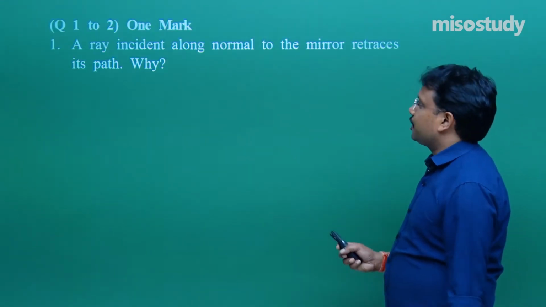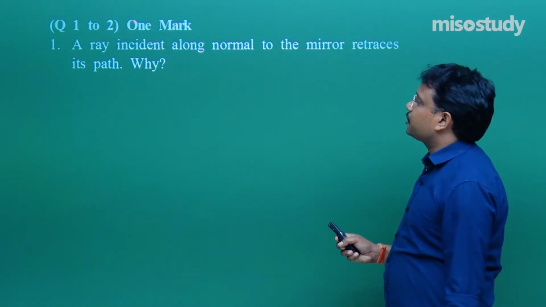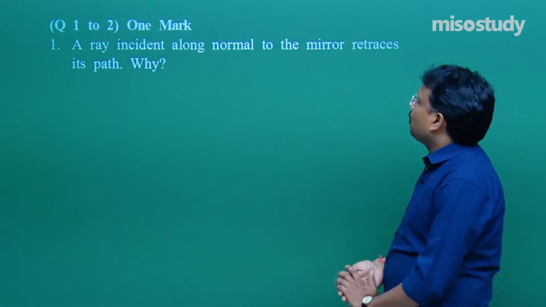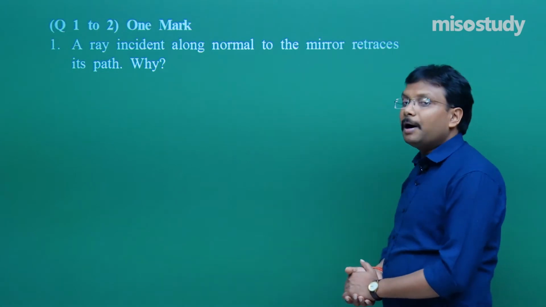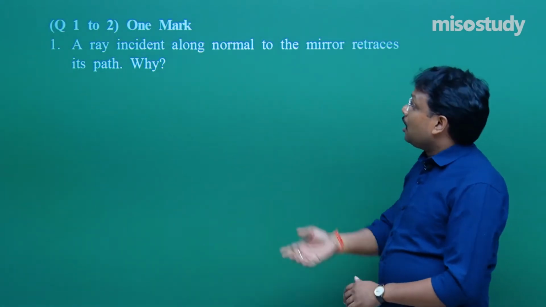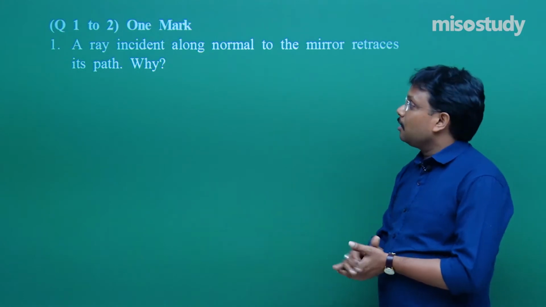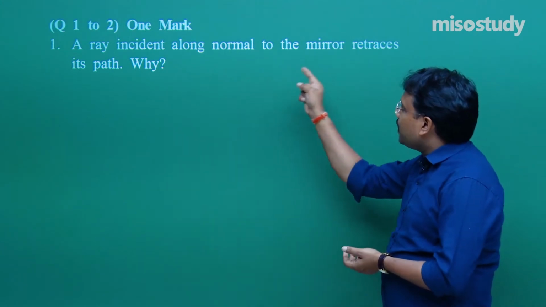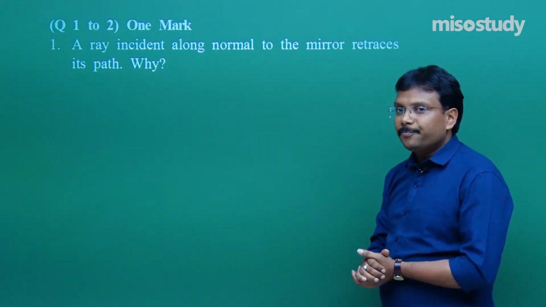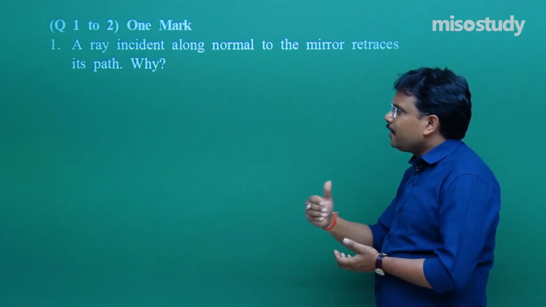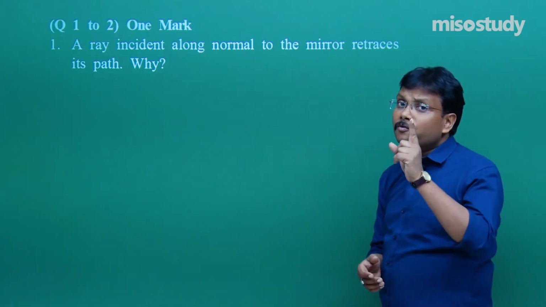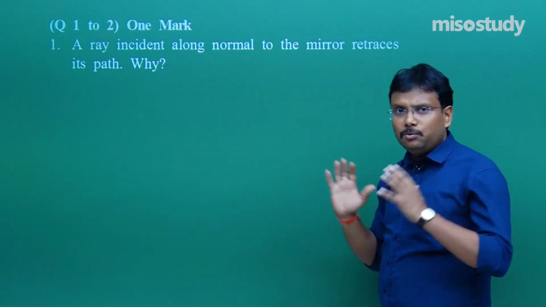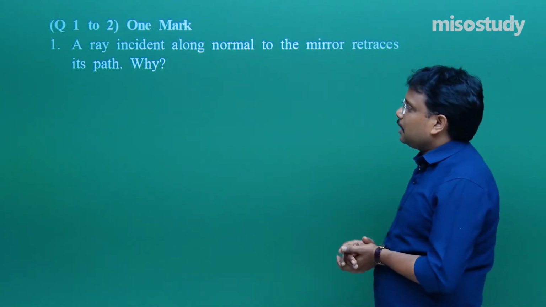Here come questions number 1 and 2, and both are for 1 mark. A ray incident along the normal to the mirror retraces its path. Why? I picked this question for a specific reason. A very simple line is mentioned, and what is asked is so simple to answer in 1 mark that a student sometimes feels, what do we have to write? So just try to understand the wording.